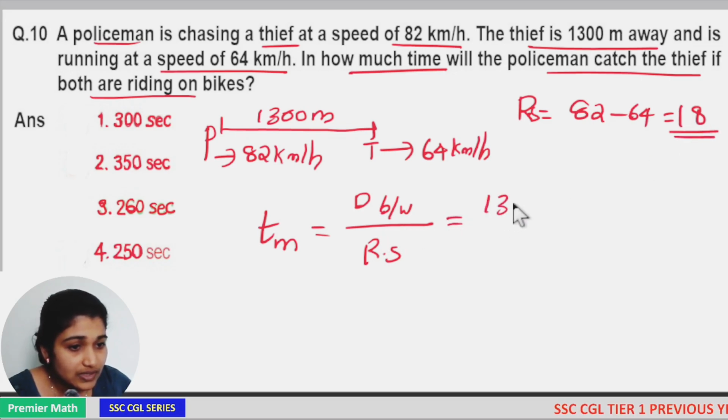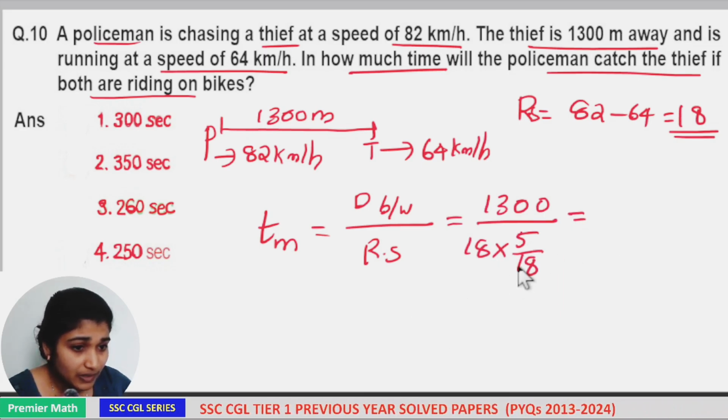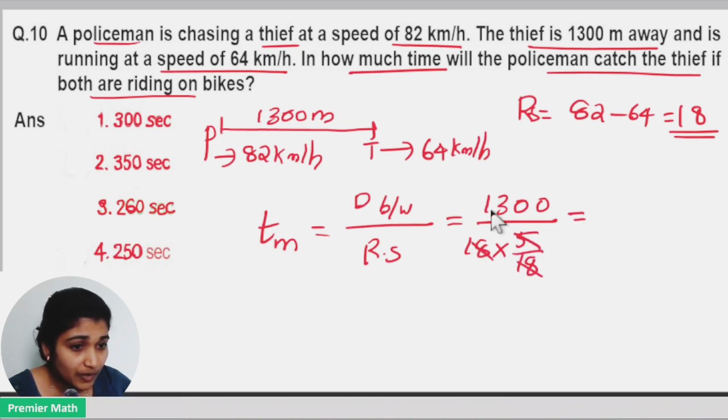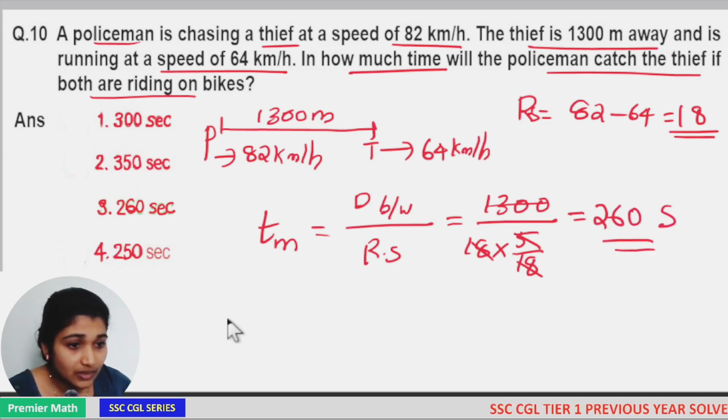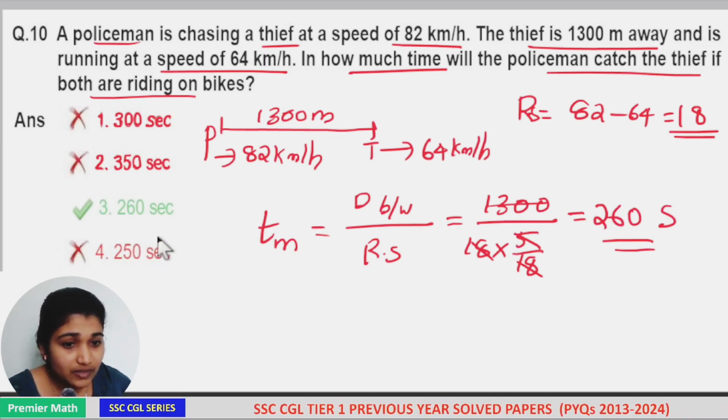So the distance 1300 meters divided by 18 km per hour, meaning 18 into 5 by 18 meters per second speed. Now 18 and 18 cancel, 5 goes 2 times in 10 and 6 times in 30, and here 0. So 260 seconds. Option 3 is your answer. The police will catch the thief at 260 seconds.